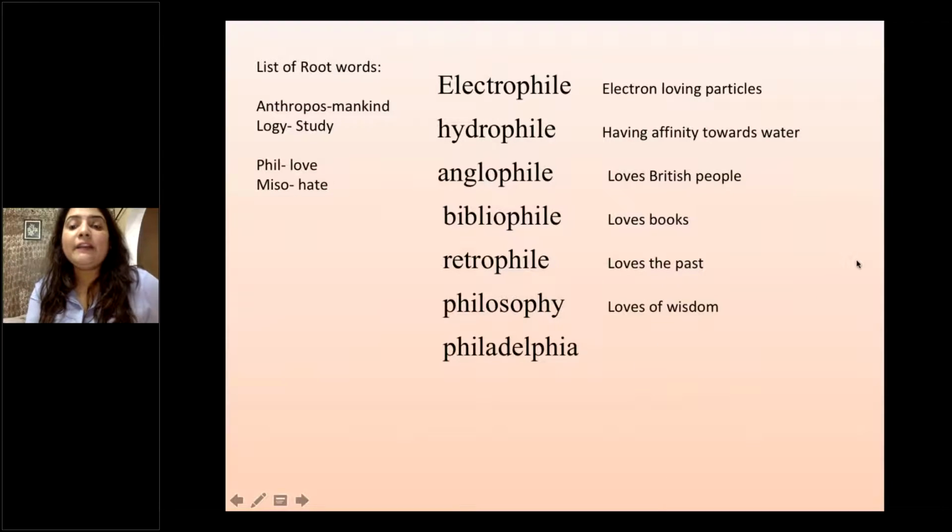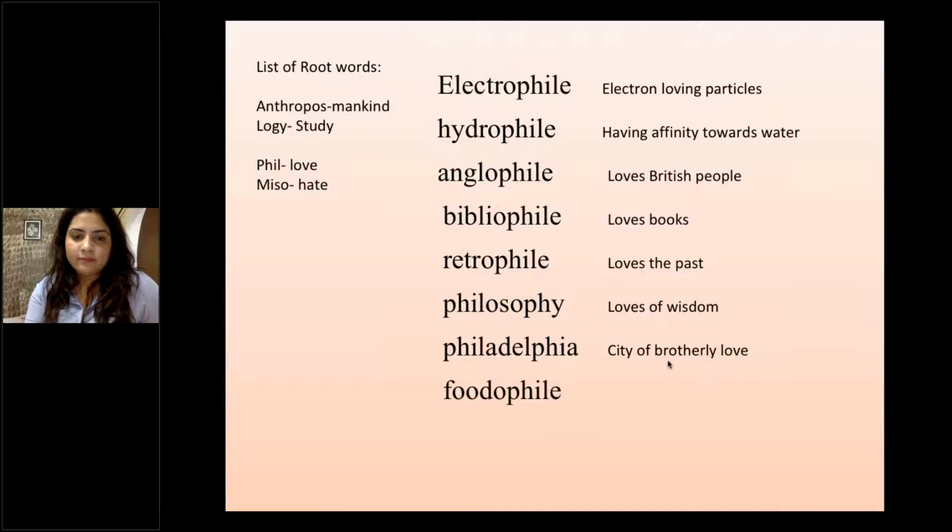Philadelphia. Philadelphia is a city. Yes, a city in the US. So most of you are answering it correctly. This city is in the US. Now, how did it get its name? The city got its name because this is a city of brotherly love. All right, this is a city of brotherly love, and that's how it has got its name, Philadelphia.